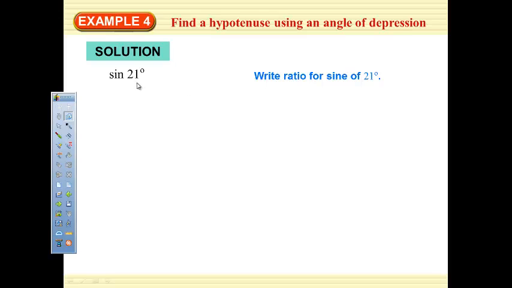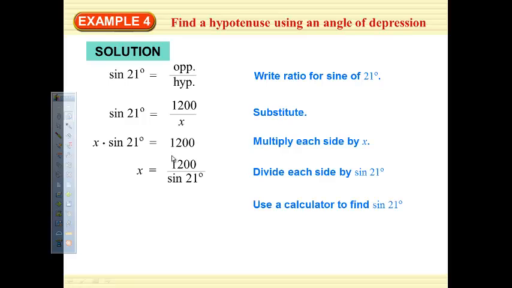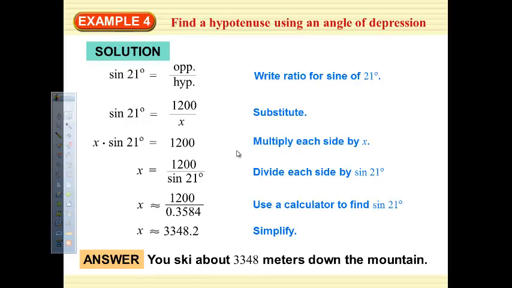So in this problem, again, we write sine is opposite over hypotenuse. We substitute in our values, multiply both sides by x, divide by sine 21, and they go that extra step, but you don't really need to do that. They got 3,348.2 and I got 3,348.5. I think it's because they used the rounded number. So don't use the rounded number and you'll get a more accurate answer. Just use the number that's on your calculator. Okay? So about 3,348 feet.